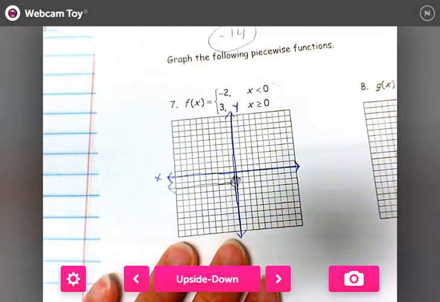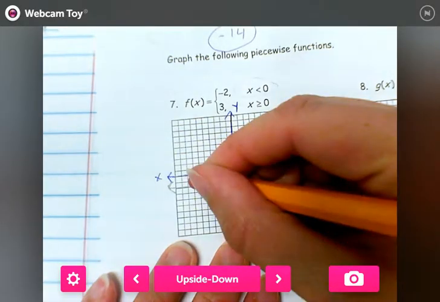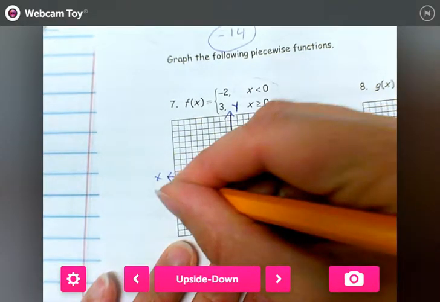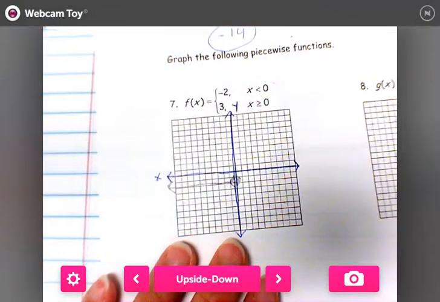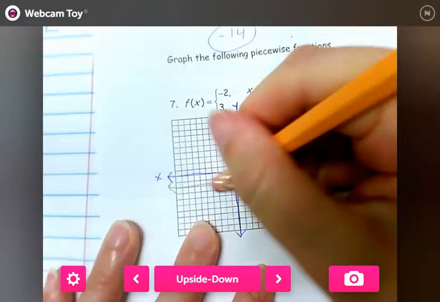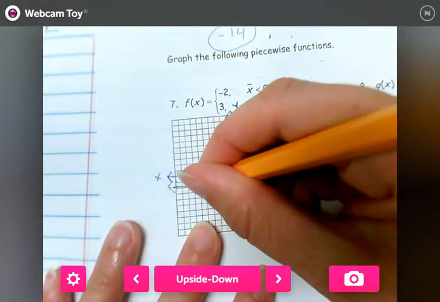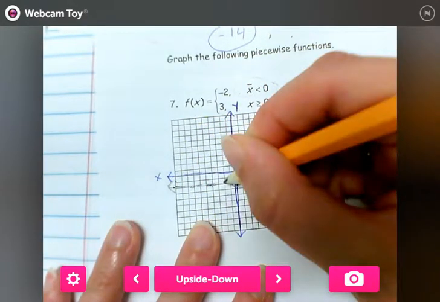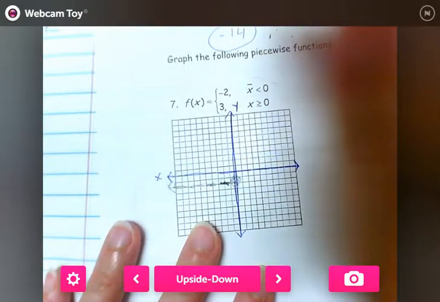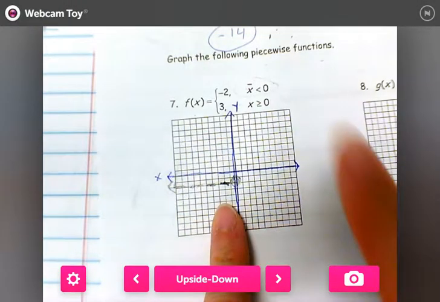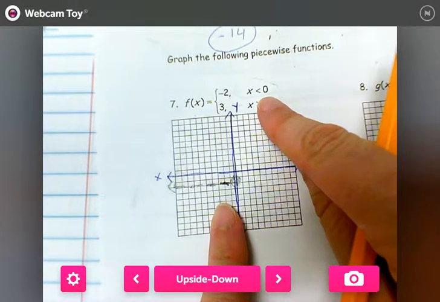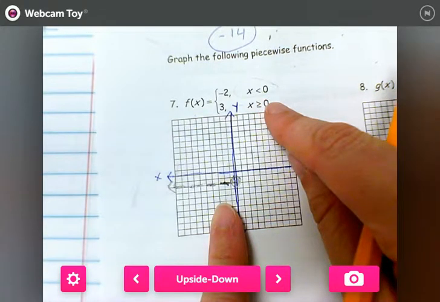Okay? It should be a dotted line. I'm going to erase it so you can see that it's a dotted line. Okay, and it's an open circle because it's not equal to. When it's not equal to, it's open, dotted line.